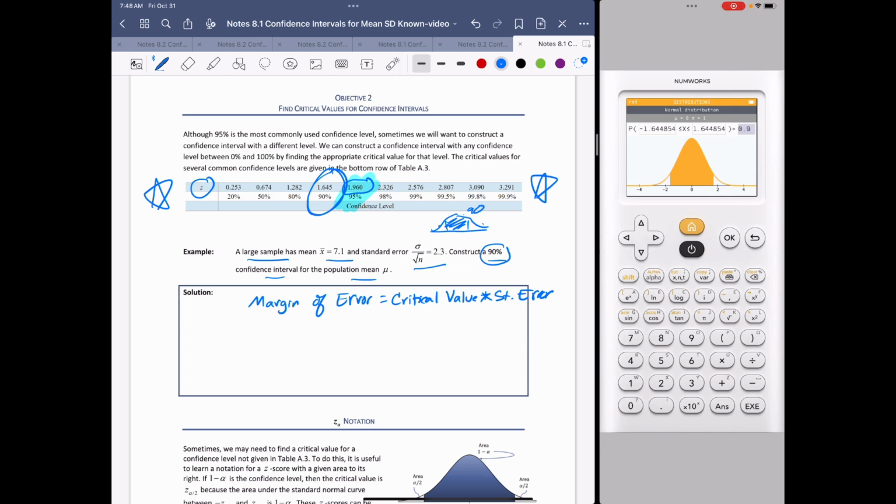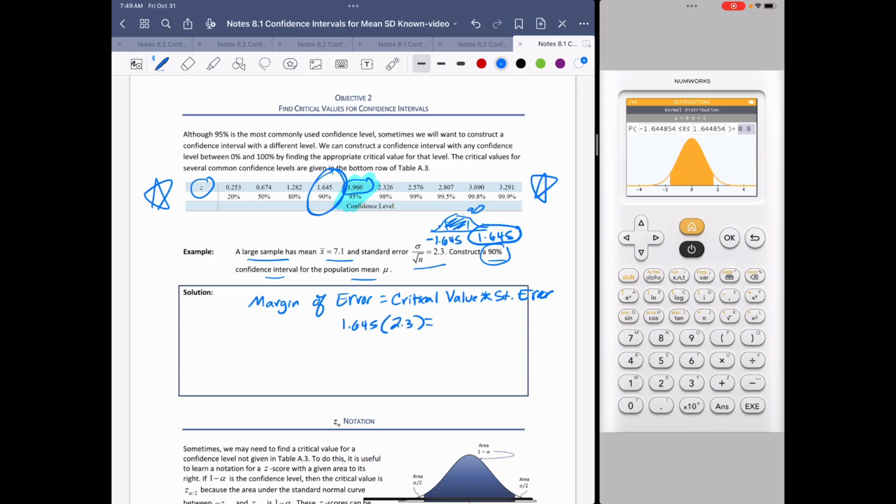Now notice we want 3 decimals. This gives you 2 z-scores. It gives you a negative and a positive. So the negative is negative 1.645 and the positive is 1.645. You're going to always use the positive, and I'll explain why in a minute. Now, here's my margin of error. It's my critical value, 1.645, times my standard error, 2.3.